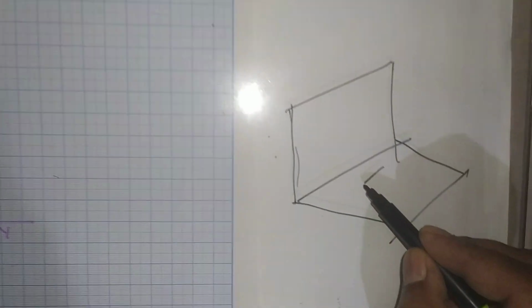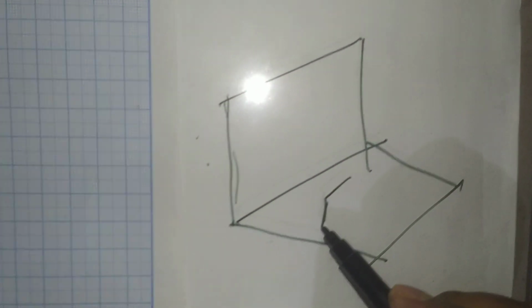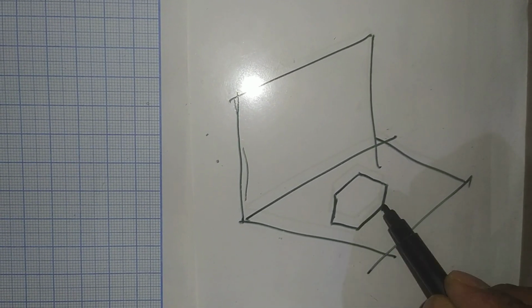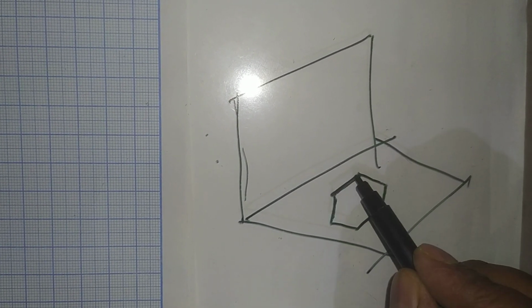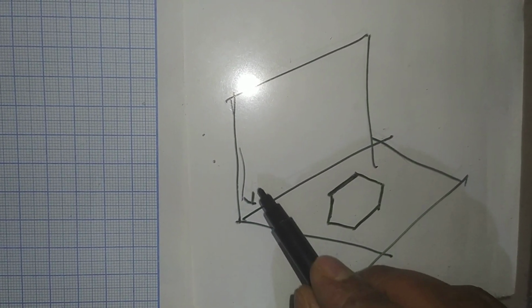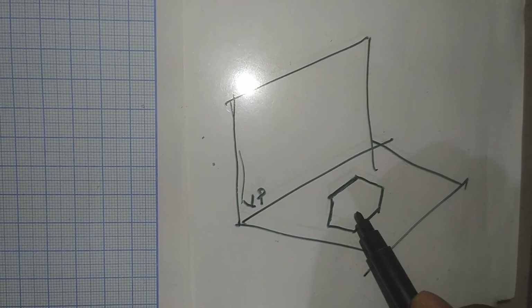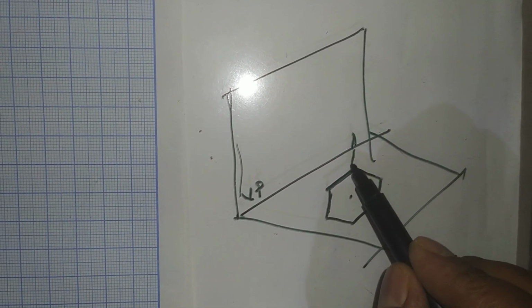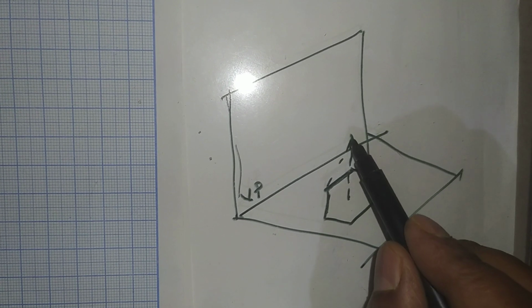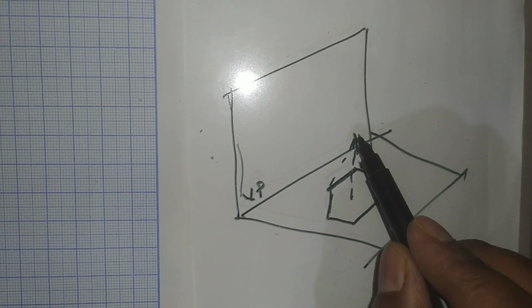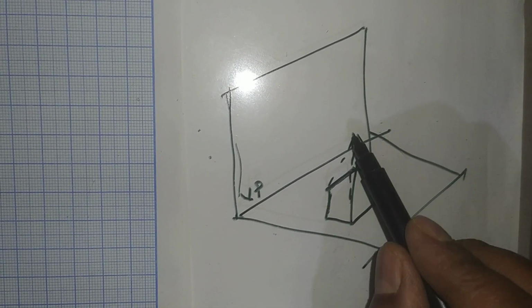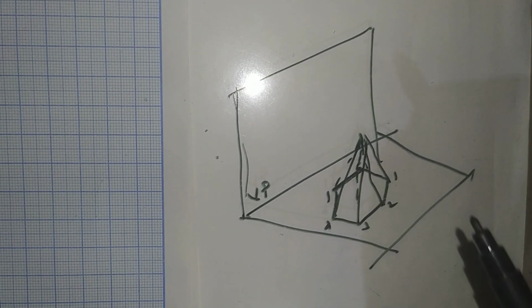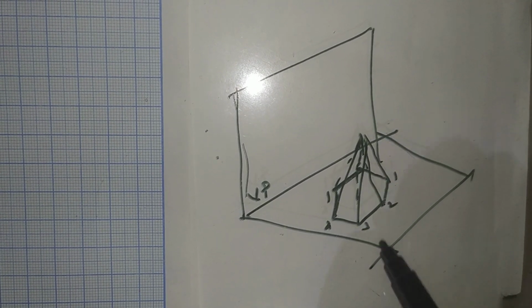This is the hexagon pyramid. This base is parallel to VP. This is the axis. This is the back side portion. This is the front side, which is seen by the observer. 1, 2, 3, 4, 5, 6. So the axis is perpendicular to HP.